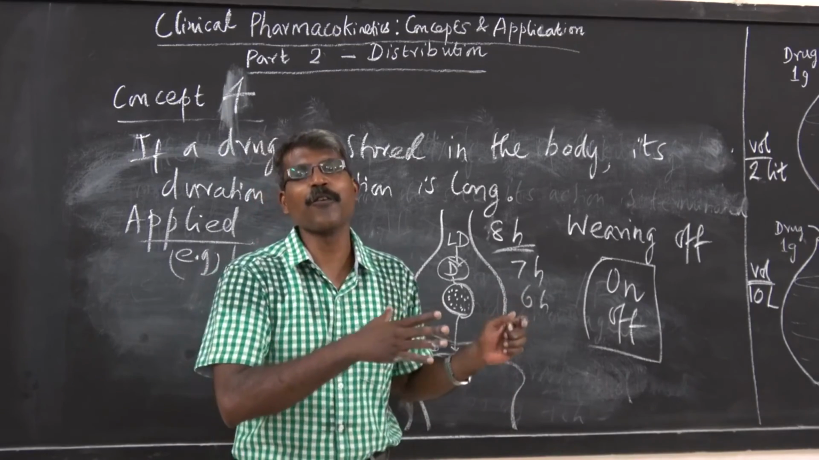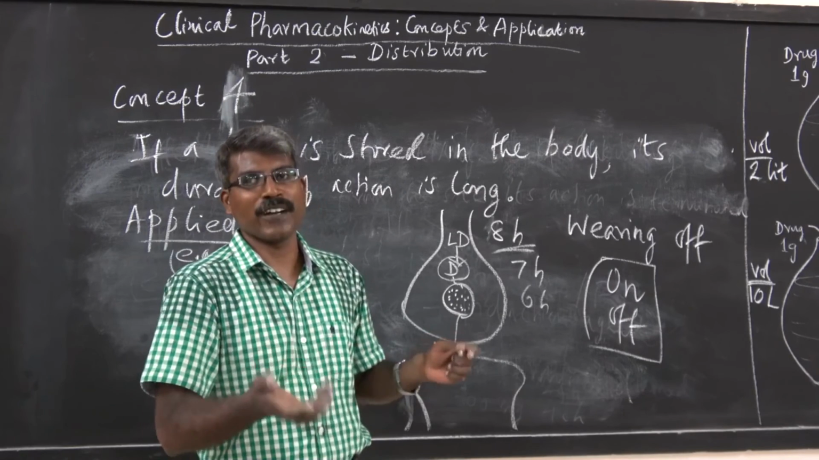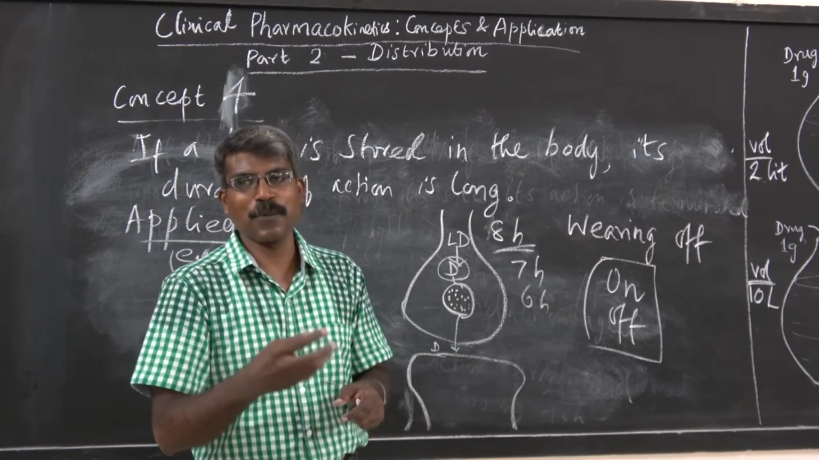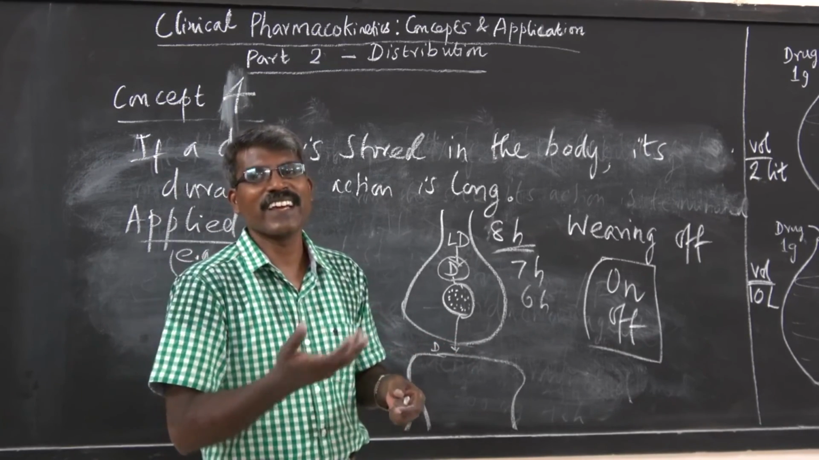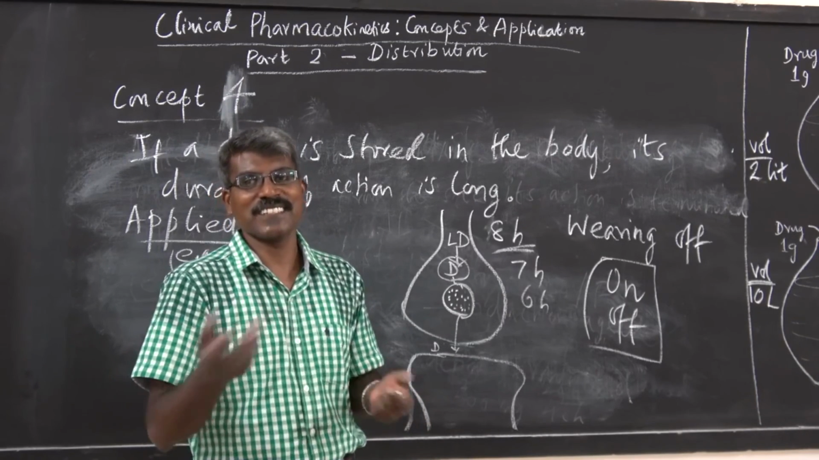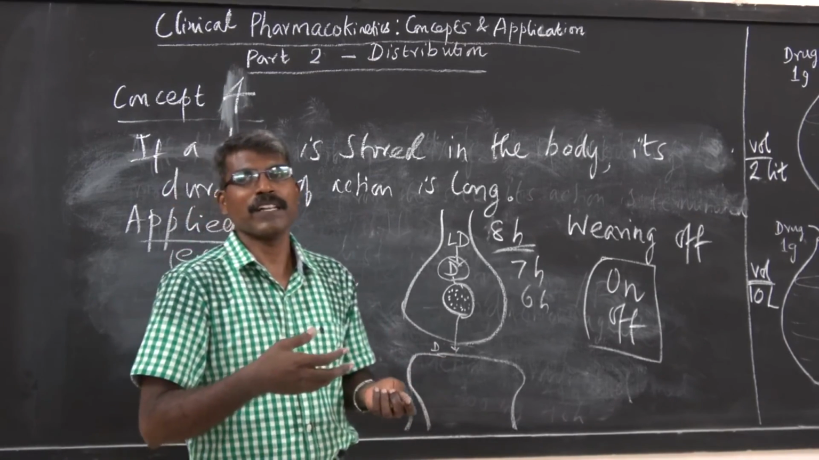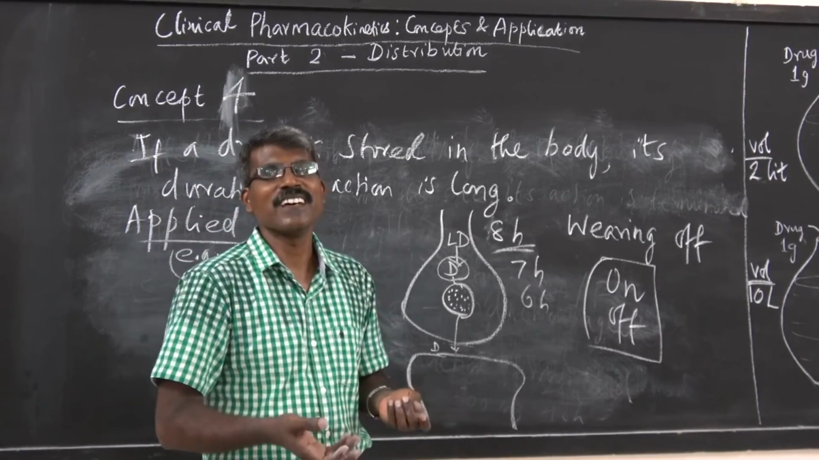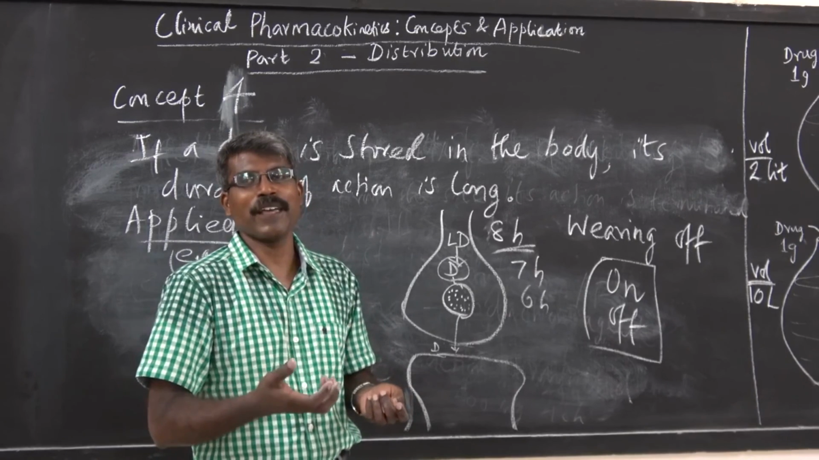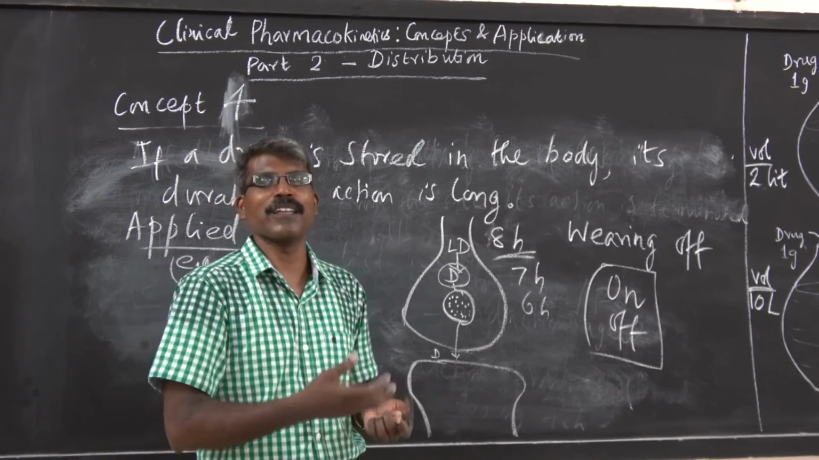So these are the 4 concepts related to distribution of a drug and how these simple concepts are applied in clinical practice. We saw about this in this session. In the next session, we will continue with how metabolism of a drug can affect or play a role in deciding the therapeutics. That will be in the next session.